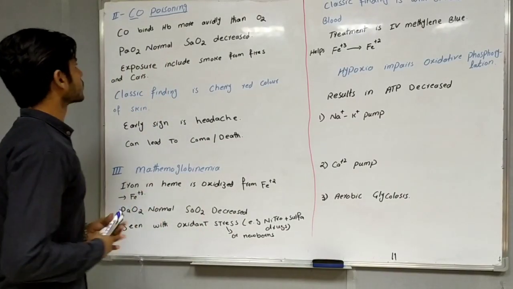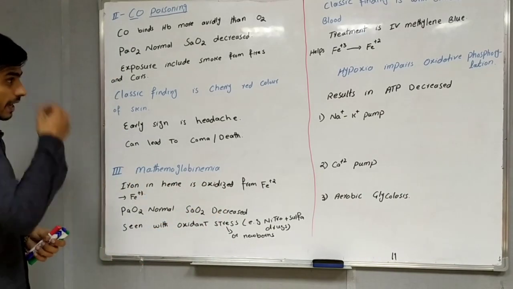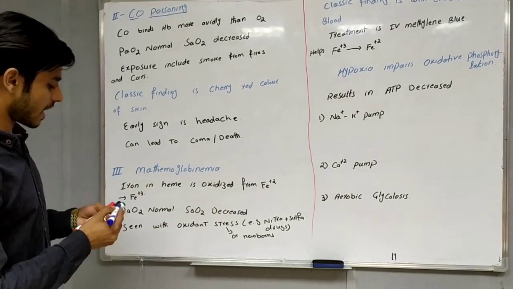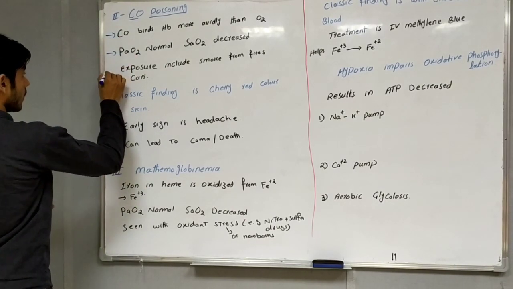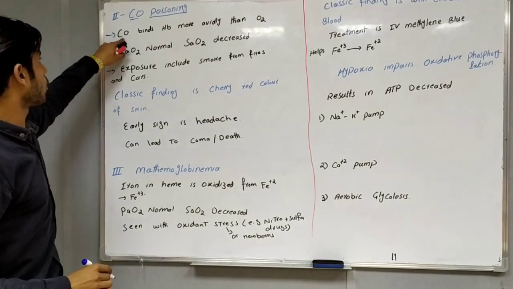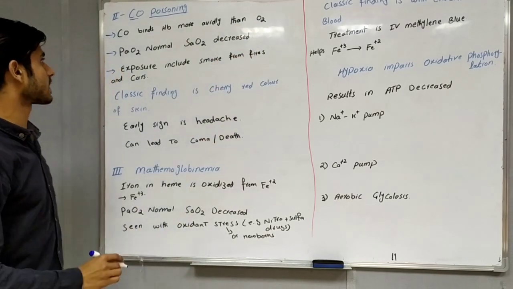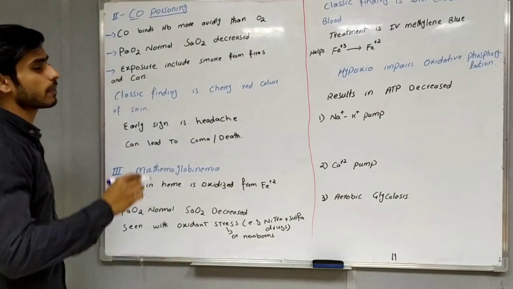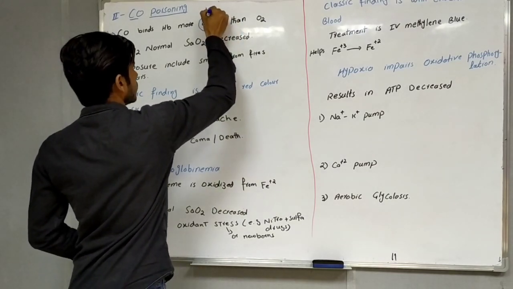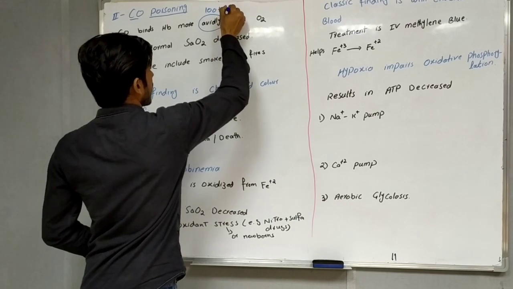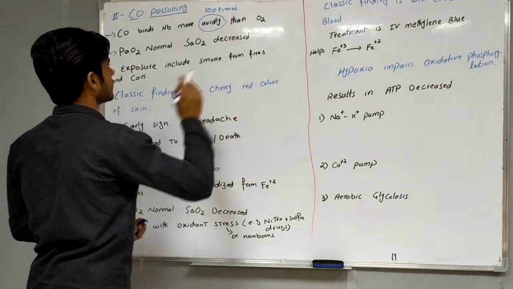The third cause of decreased oxygen carrying capacity of the blood is carbon monoxide poisoning. What is carbon monoxide poisoning? What happens in this case? Carbon monoxide binds with hemoglobin more rapidly than oxygen. It has 100 times more ability to bind with hemoglobin as compared to oxygen.